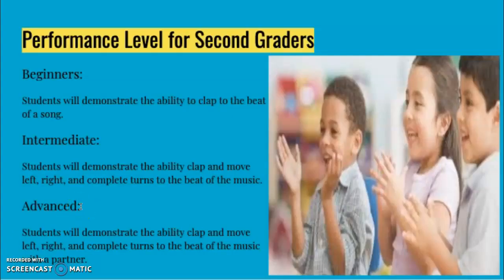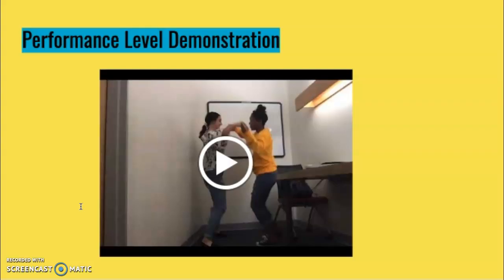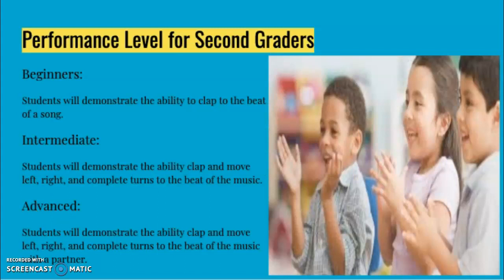For performance level for second graders, there is beginning, intermediate, and advanced. For beginning learners, it is just a demonstration of a basic clap or beat to a song. For intermediate, students will demonstrate it and then move left to right. For advanced, it is put all together and included with a partner.